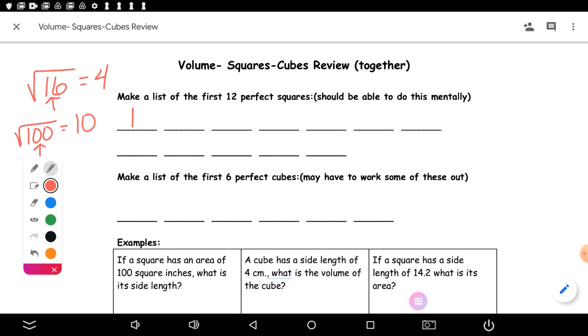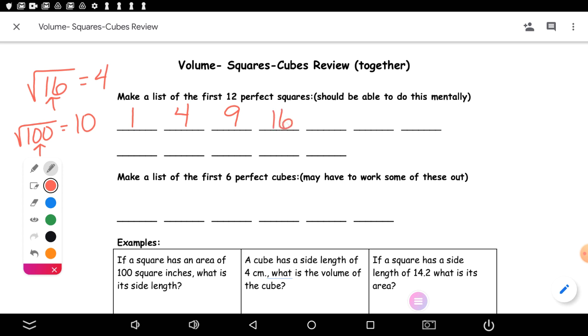What goes in the next one, Alex? 2 times 2 is 4. So the second perfect square is 4. Next one, Brady. We got this by taking 1 times 1, 2 times 2, oh, 9, because it's 3 times 3. 9. Dayton? 16.